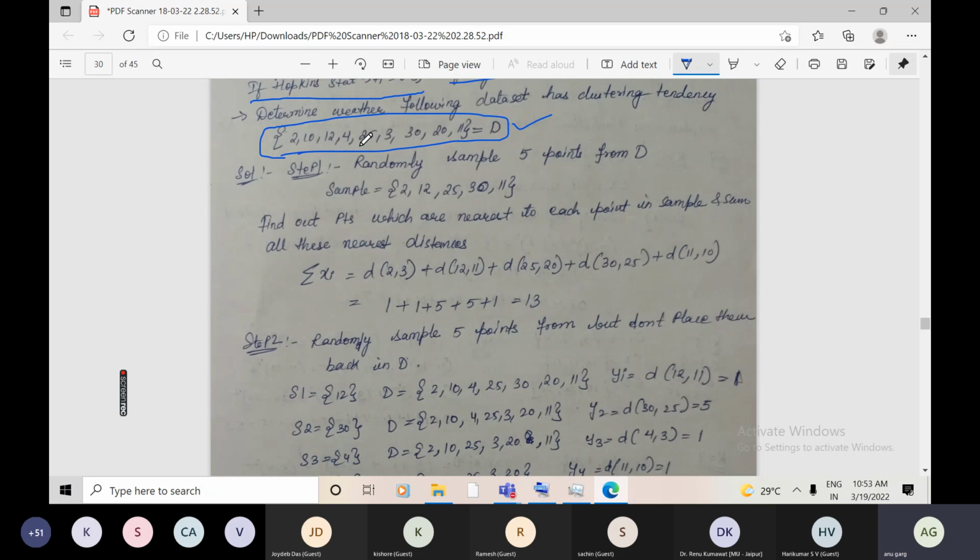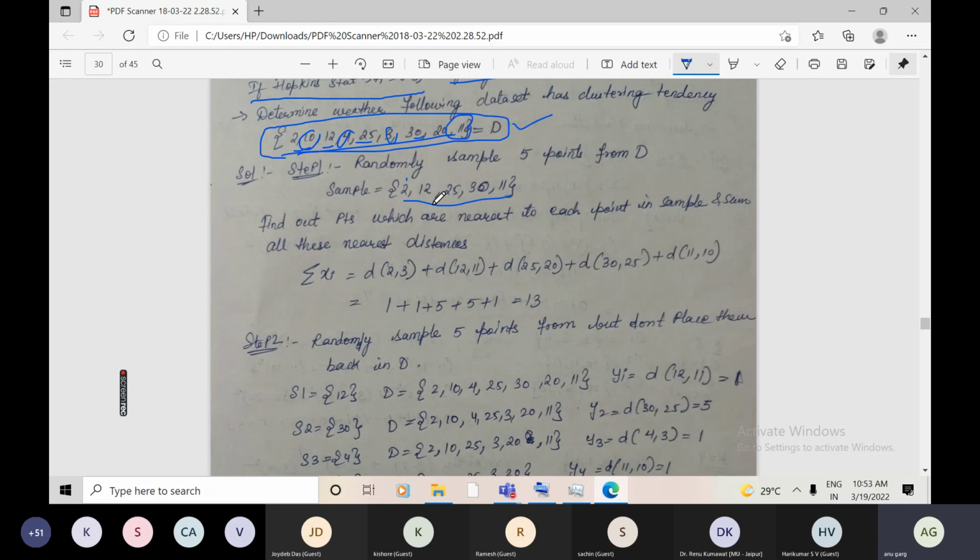I'll show you the process of how they have done it. So they took any 5 points, randomly. You can take anything. You should not ask me why I took this. Any 5 points they have taken. And then they tried to find the distance from the leftover points. Now I took 2, 12, 25 and 30. Now leftover are 10, 4, 3 and 11.